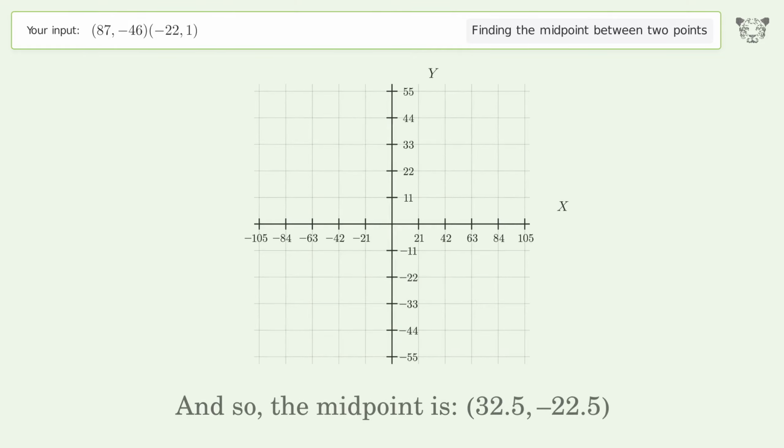And so, the midpoint is 32.5, negative 22.5.